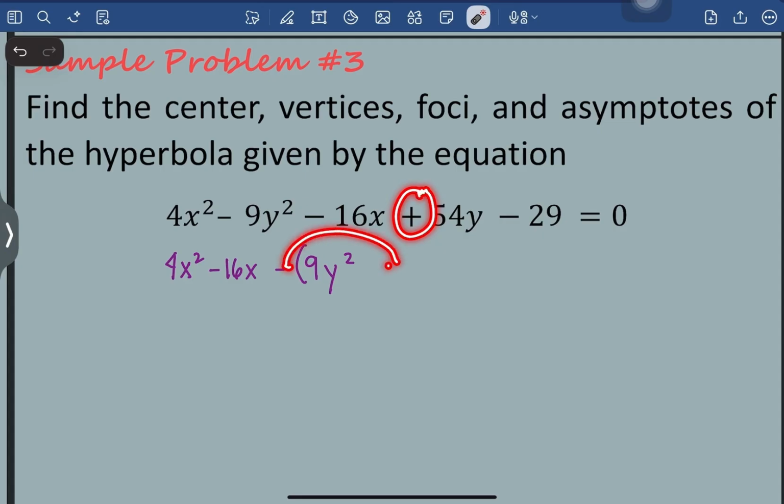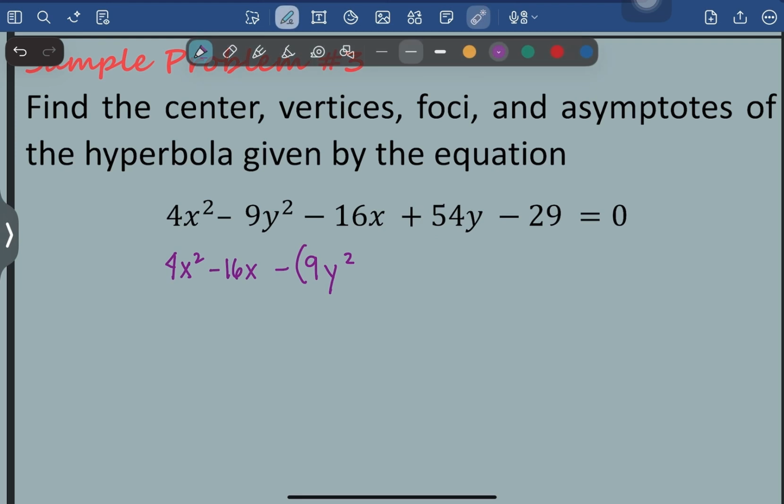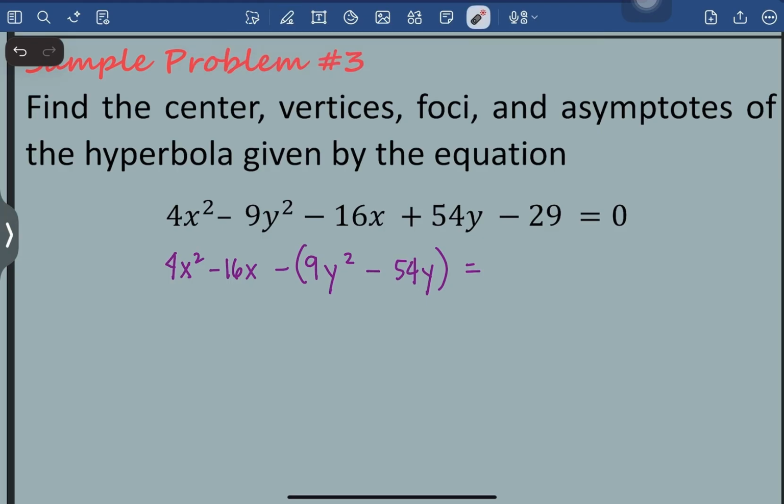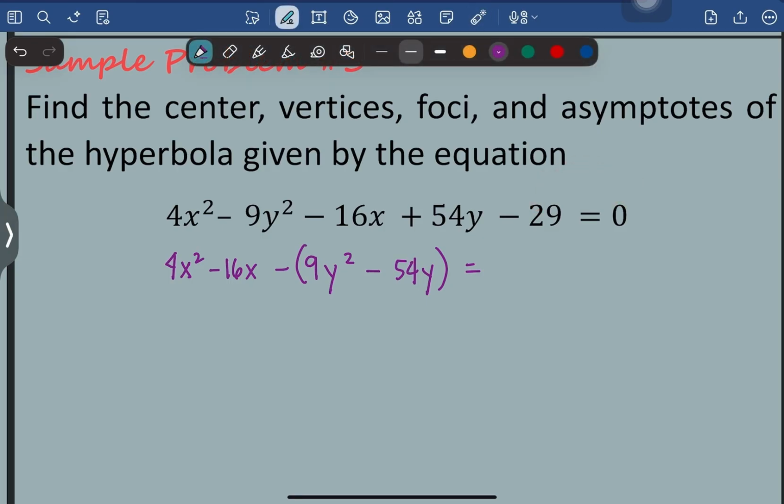Then ito naman, so negative para maging positive 2. Kung ifa-factor natin, this should be negative din. So negative 54y. Then move or transpose 29 to the other side. So this becomes positive 29.